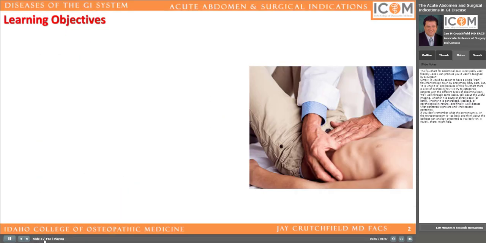The flowchart used for abdominal pain is not really user-friendly, and I can promise you it wasn't designed by a surgeon. We'll walk through some cases, there are about 5 in this presentation, and we'll talk about useful imaging, whether it's for acute or chronic pain or both, whether it's generalized, localized, or psychological in nature, and finally we'll discuss what peritoneal signs are and what causes peritonitis.